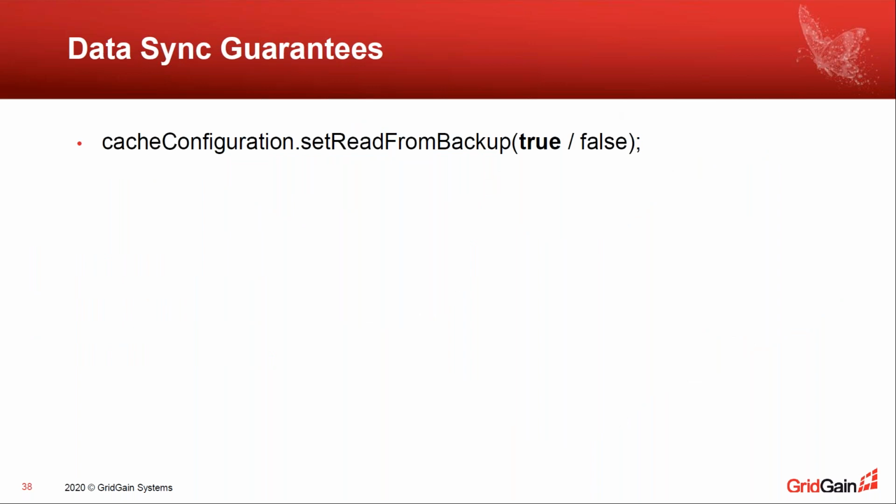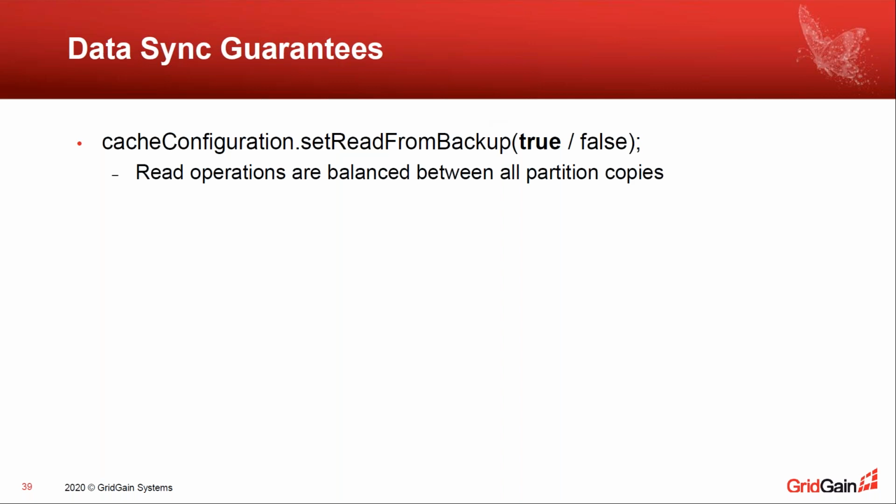One also important configuration parameter is whether or not you can read from backup partitions. By default, it's true. And I think in most cases, you have to keep it as true, but you can disable it. And if it's enabled, read operations are balanced between all partition copies. And on replicated caches, there's a guarantee that reads will be performed locally.